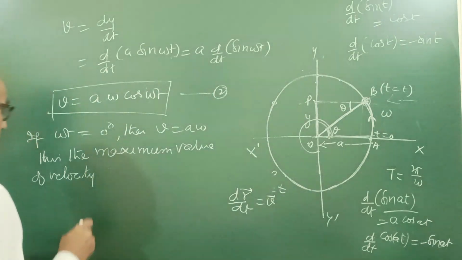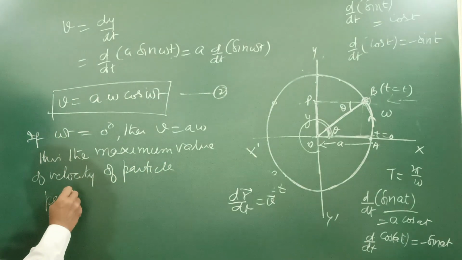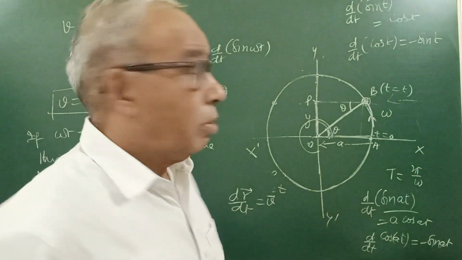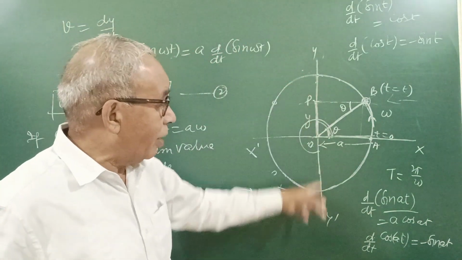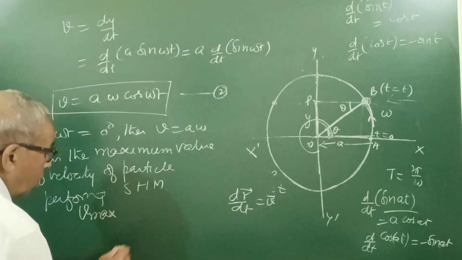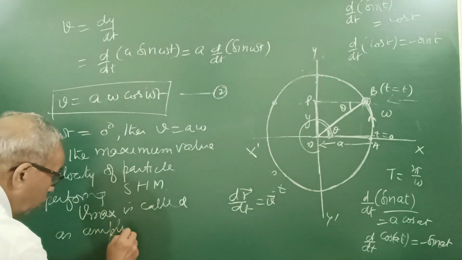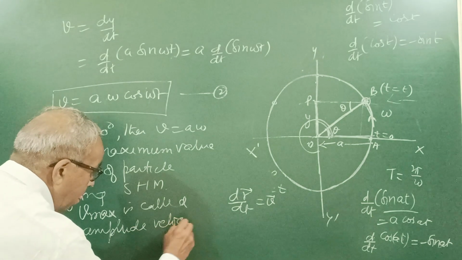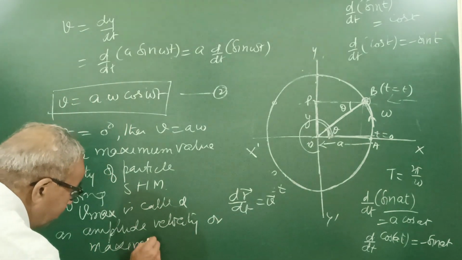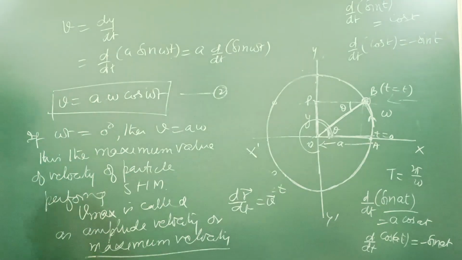Actually SHM motion particle यहाँ projection point P के, this is V maximum, and V maximum is also called as amplitude velocity and maximum velocity. लोग अलग अलग इस्तेमाल कर लेते हैं. मैक्सिमम वेलोसिटी है भाई, maximum velocity of SHM.